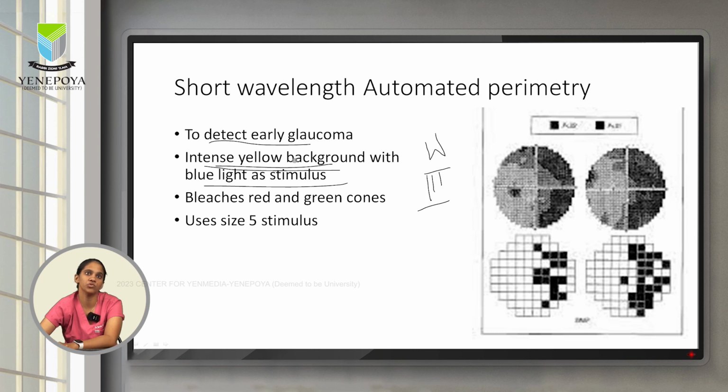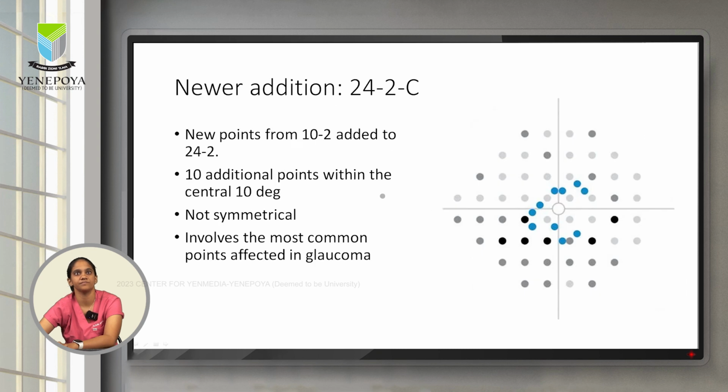This yellow background will bleach your red and green cones. That is why they use this, because on this yellow background only the blue cones are active. And this uses a size 5 stimulus. These are the changes between your automated perimetry and your short wavelength automated perimetry. Then there is this newer addition, 24-2-C. In this, 10 points from the 10-2 are added to the 24-2. These are not symmetrical, but these are the most common points that are affected in glaucoma.